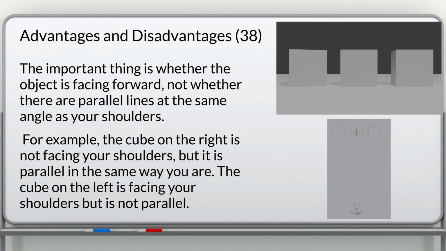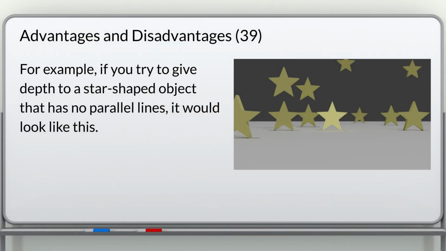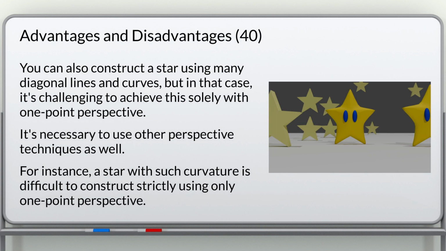The important thing is whether the object is facing forward, not whether there are parallel lines at the same angle as your shoulders. For example, the cube on the right is not facing your shoulders, but it is parallel in the same way you are. The cube on the left is facing your shoulders but is not parallel. For example, if you try to give depth to a star-shaped object that has no parallel lines, it would look like this. You can also construct a star using many diagonal lines and curves, but in that case, it's challenging to achieve this solely with one-point perspective.